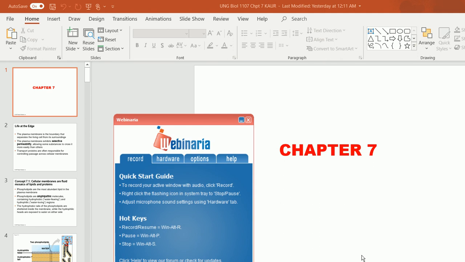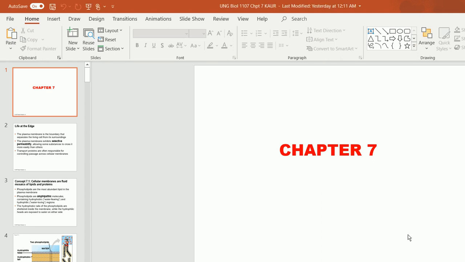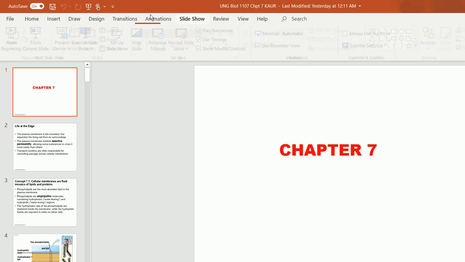Let's discuss chapter number 7. Chapter number 7 is all about the plasma membrane, and we are going to talk about the structure of the plasma membrane, its nature, and how the transport is taking place across this membrane. So, let me go into slideshow mode.